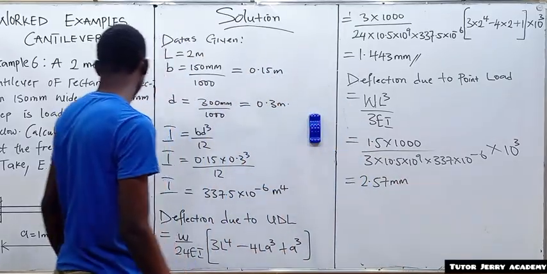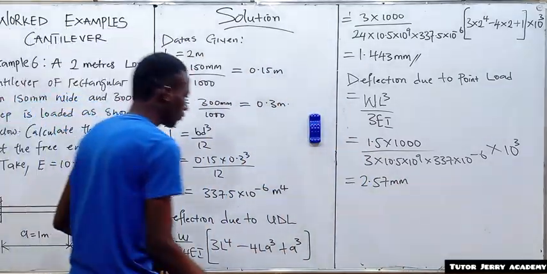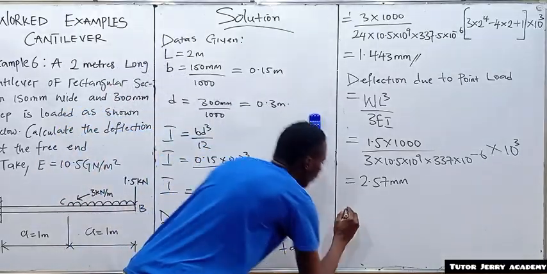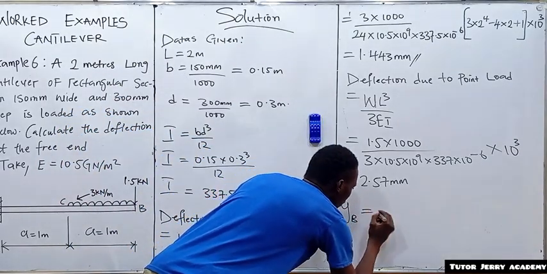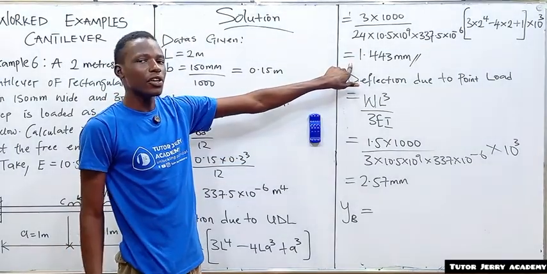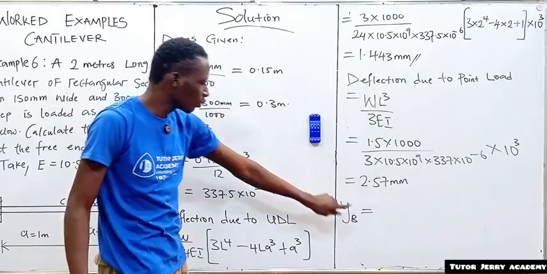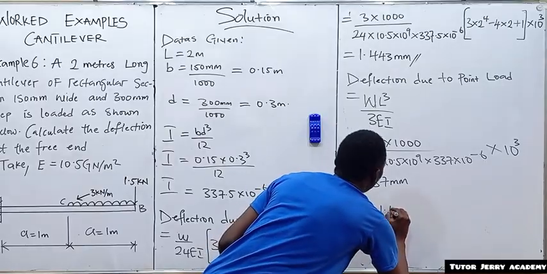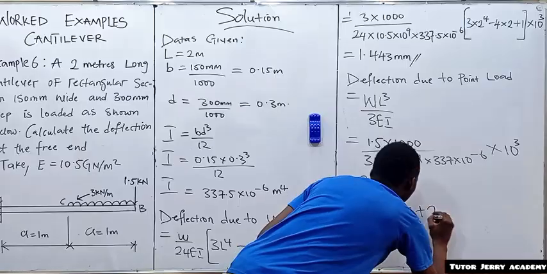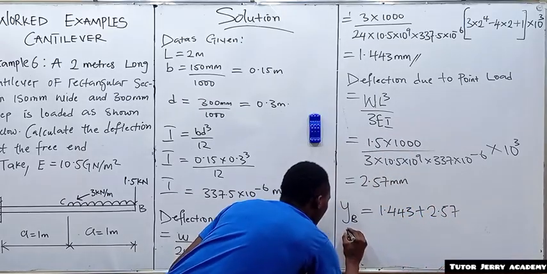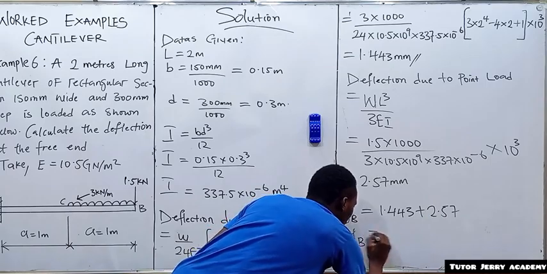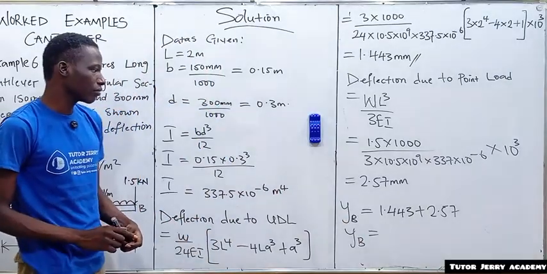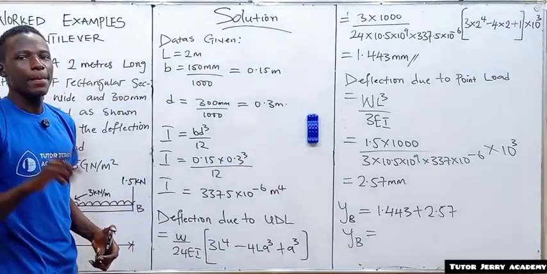So therefore, the deflection at the free end, which is nothing but our YB, will now be equal to this deflection due to uniformly distributed load plus this deflection due to point load. So we have 1.443 plus 2.57. So YB will be equal to 1.443 plus 2.57 will be equals to, this is, yeah.